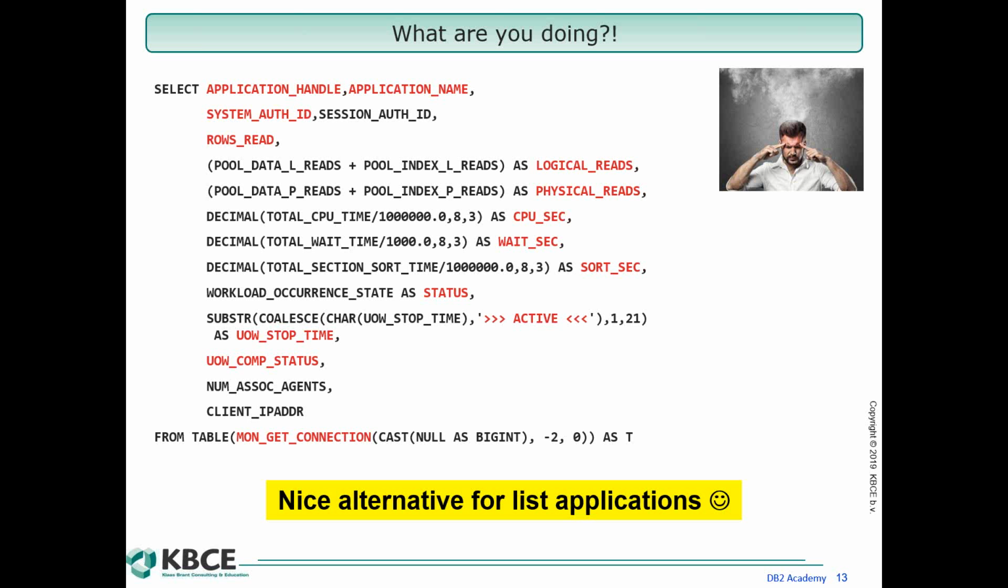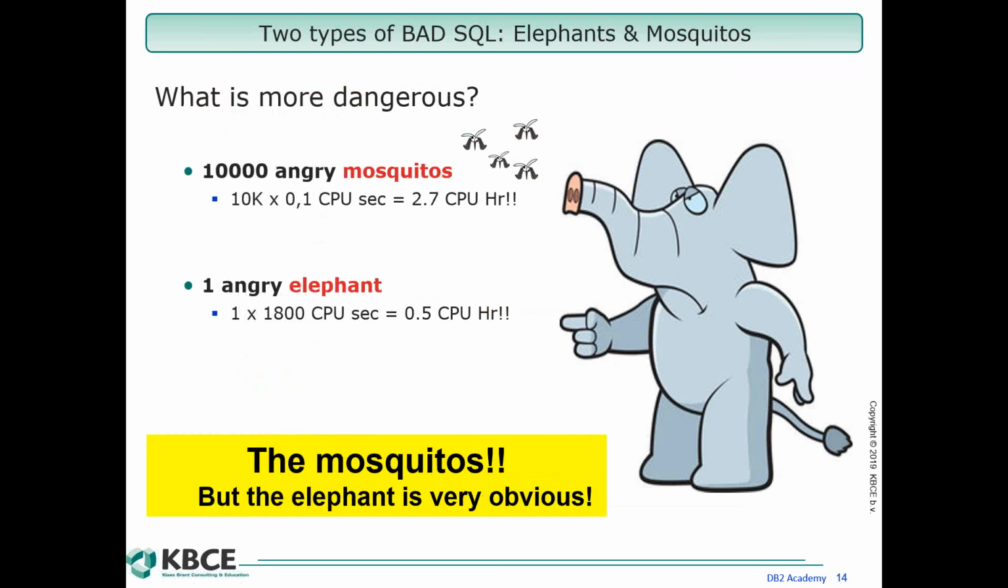And I can also see how much CPU they've been using, how much time they've been waiting, how much time they spend on sorting. If they are in a unit of work which is active at the moment, I can see how long that unit of work has been going on already, how many logical reads, how many physical reads. This is like a DB2 top, if you know the top command from Linux. It's a kind of top command, but just for DB2. So this is a really cool one, which you can do with the MON_GET. Just plug that into a little script and get the output from it and think of that as being your list applications, or what list applications should have been.